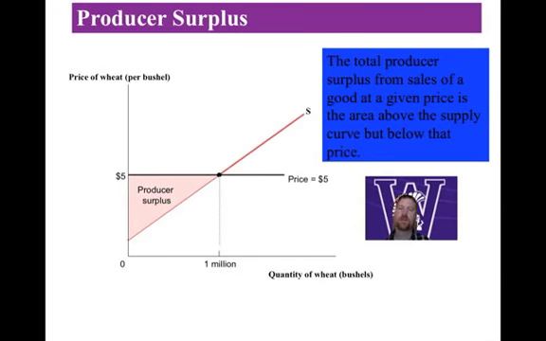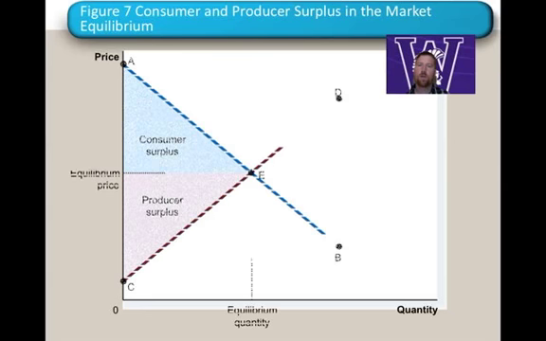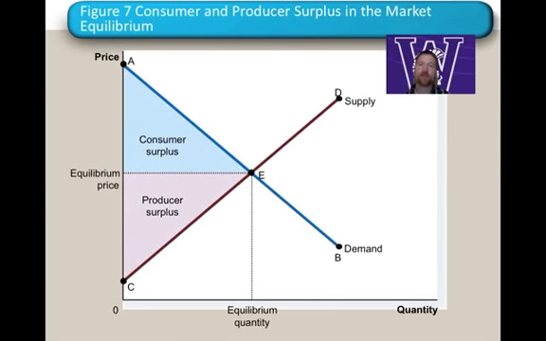So here's the producer surplus. You can see the supply curve. If the price is $5, then anything $5 and below to the supply line is the producer surplus. When looking at consumer and producer surplus, I actually like this graph a little bit better than the last two graphs I've shown you on consumer and producer surplus.